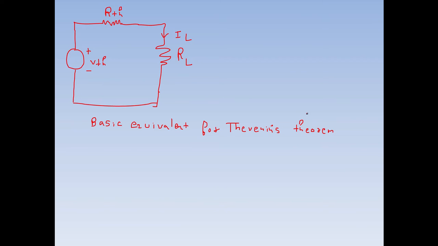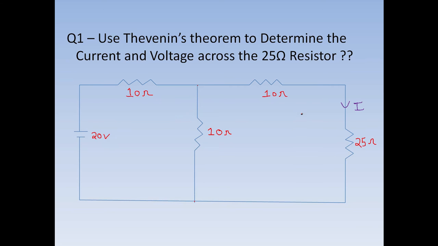Now we'll solve a problem so that your doubts can be easily removed. As I've already said, the statement consists of a voltage source, resistive source and RL. So we justify our Thevenin theorem statement by doing a problem. Here is the question: use Thevenin theorem to determine the current and voltage across the 25 ohm resistance. We have to use Thevenin theorem to determine the current I across this 25 ohm resistance. So this is our circuit.